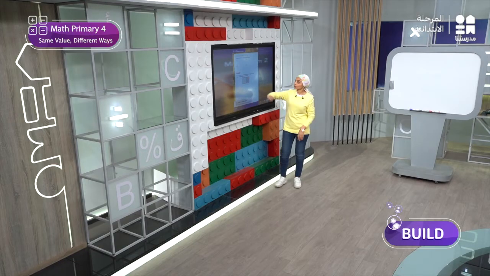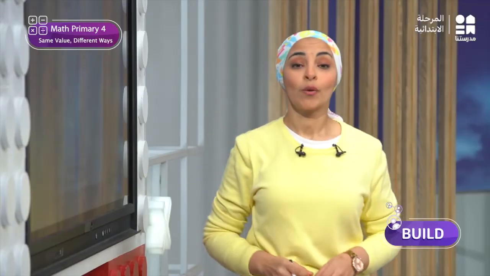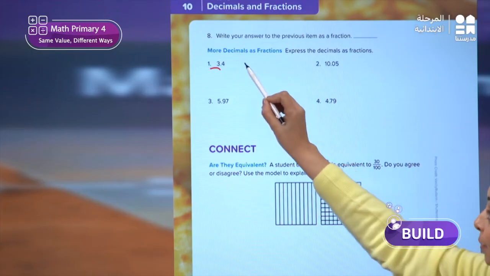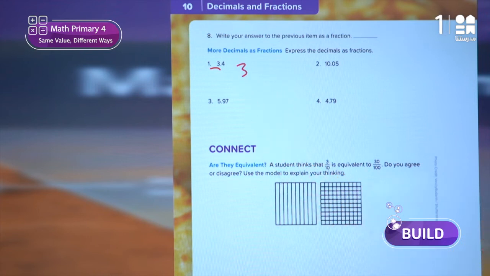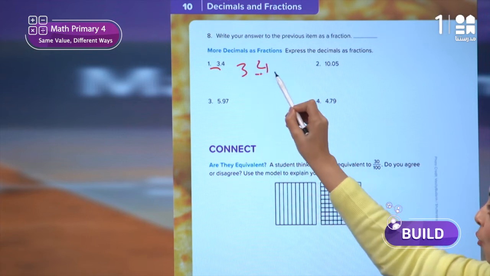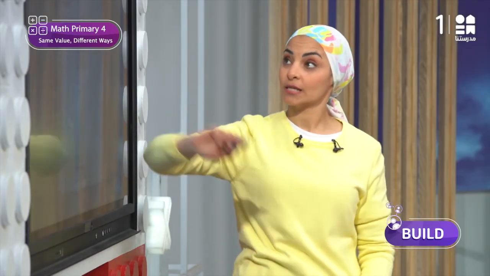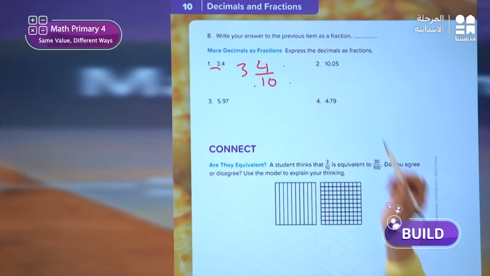And here in problem number 1, here it is. We can divide 3.4 into 3 ones, meaning 3 whole, and 4 tenths, meaning 4 over 10. Okay, so the mixed number will be like you see here, 3 and 4 over 10. Let's move now to problem number 2.